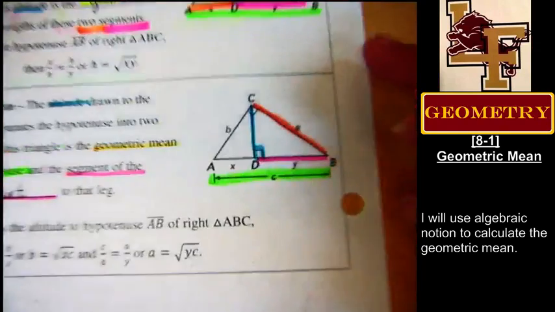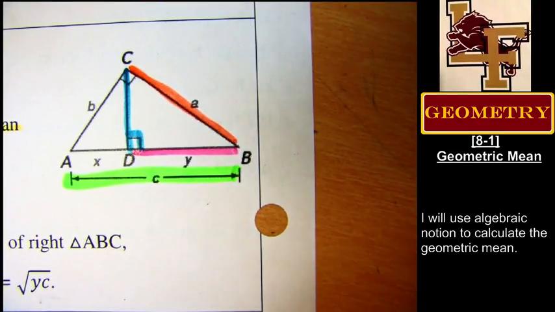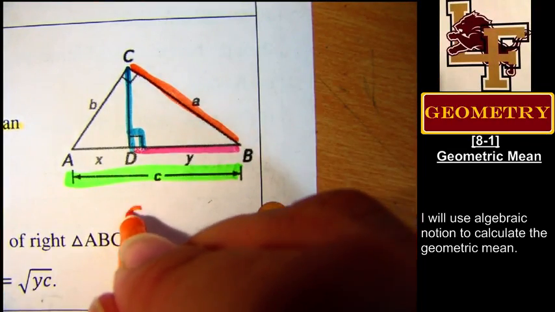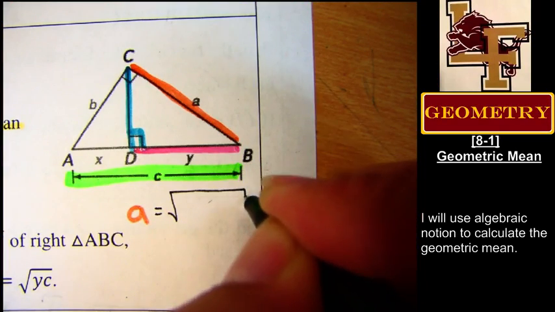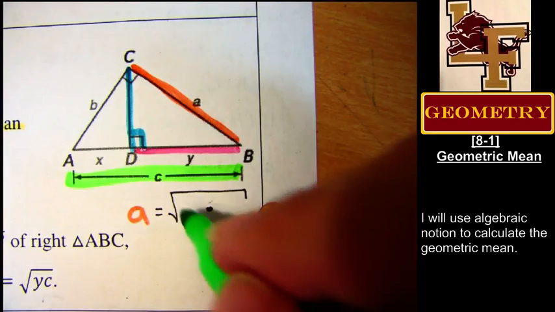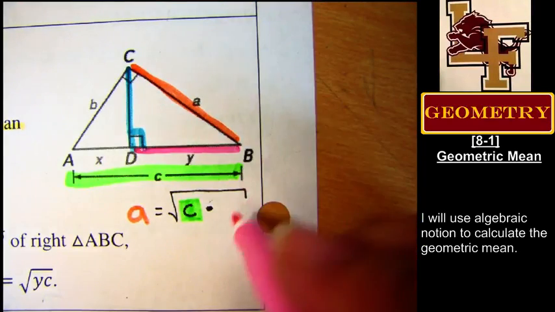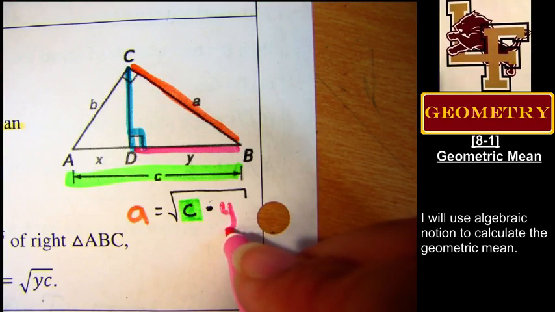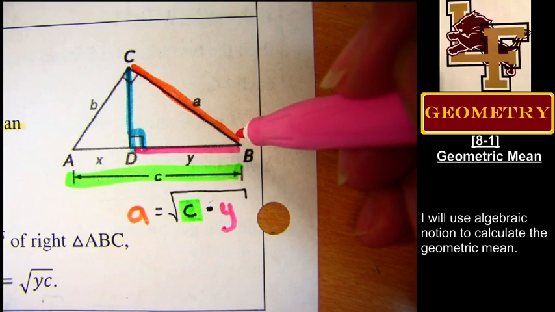Let's look at it more closely with the picture. This theorem says the length of the leg is the geometric mean of the entire hypotenuse, all of it, the whole thing, times just the piece of the hypotenuse that is the closest to the leg that we're looking at.